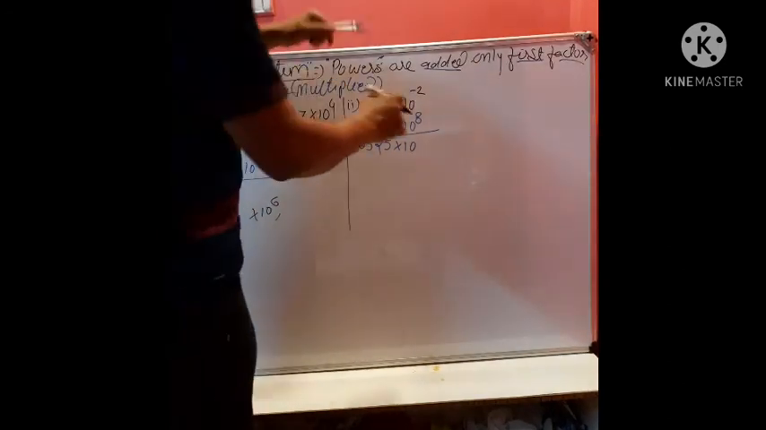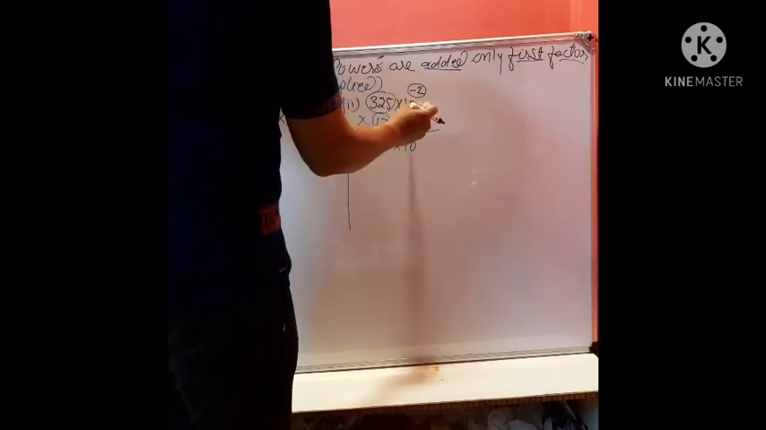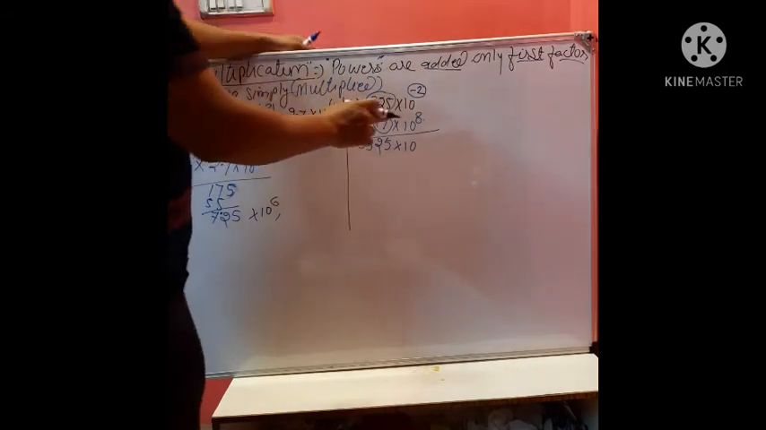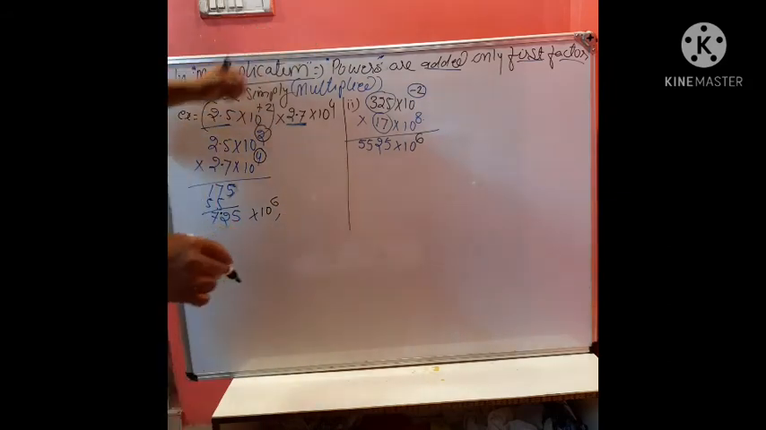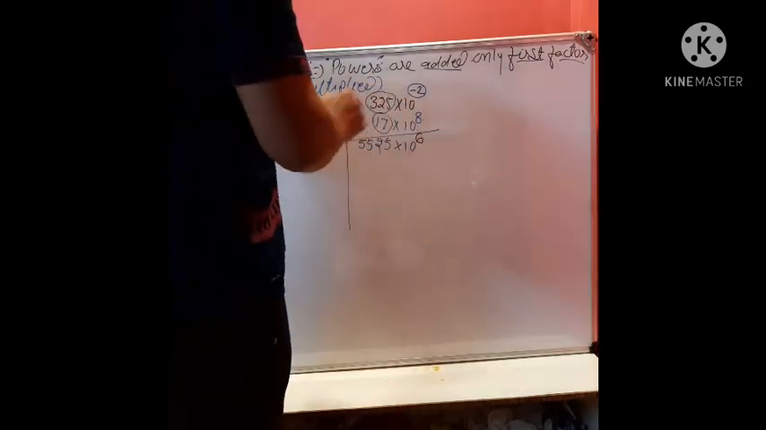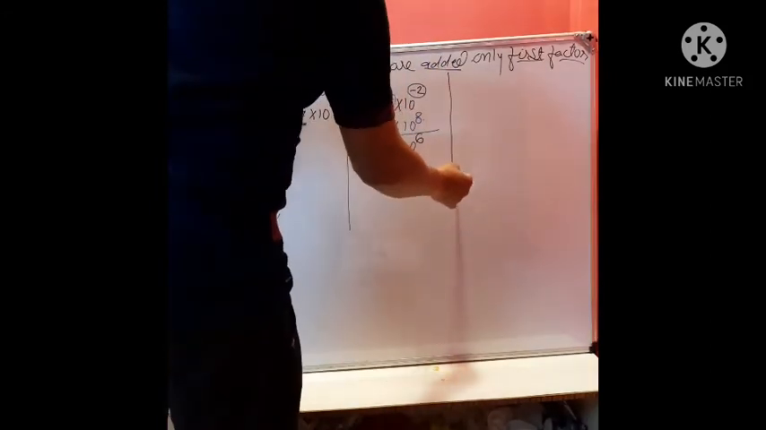Now the powers are added. Here one power is given with minus sign and the other power is given with plus sign. So 8 plus minus 2 is equal to 6. So this will be our answer: 5.95 into 10 to power 6. This is our answer.